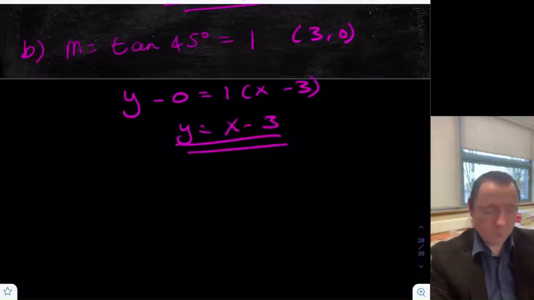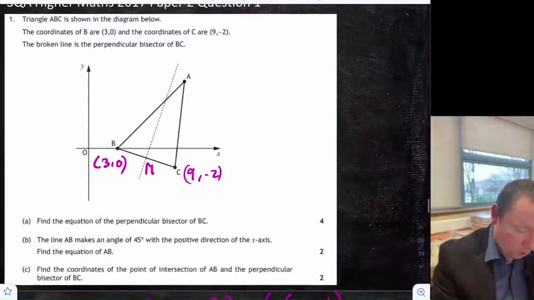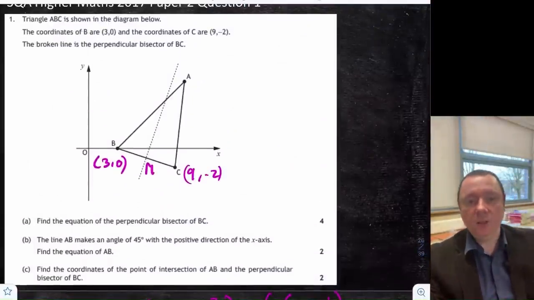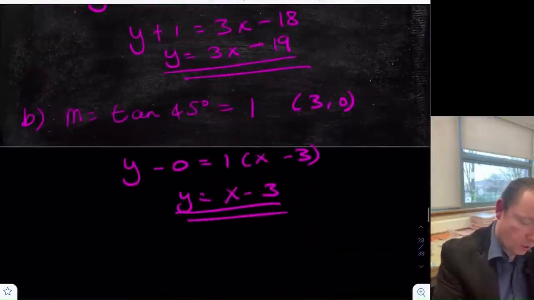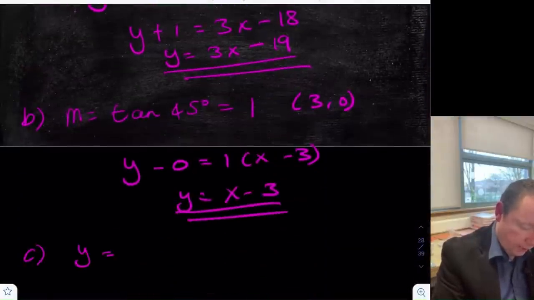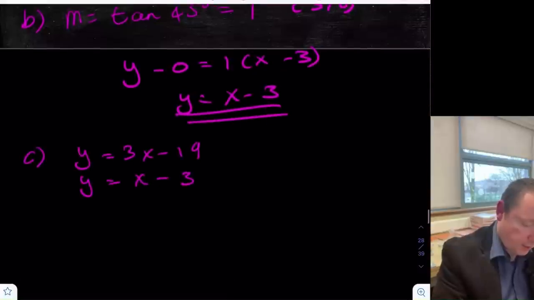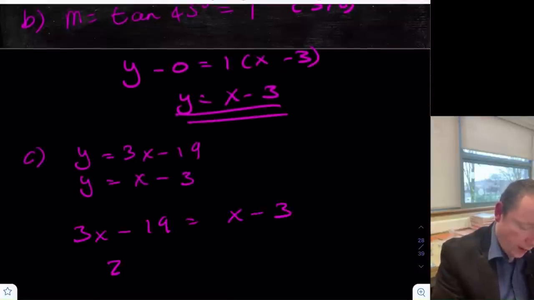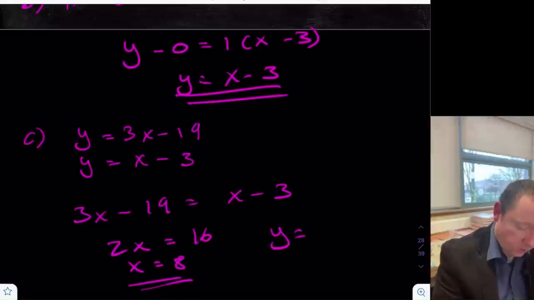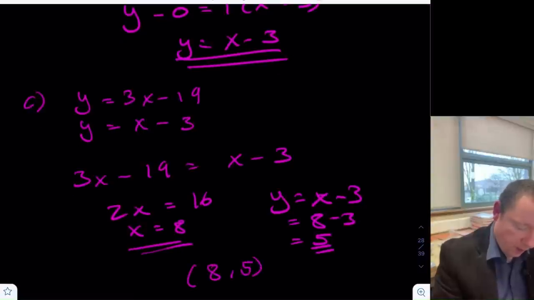And we're done there. Part c, find the coordinates of the point of intersection of AB and the perpendicular bisector of BC. Solve simultaneous equations. So we've got two equations: y equals 3x minus 19 and y equals x minus 3. So we can say that 3x minus 19 equals x minus 3. So 2x equals 19 take away 3, which is 16. So x is equal to 8. Subbing that into y equals x minus 3, we get 8 minus 3, which is 5. The point of intersection is 8, 5, and we're done there.